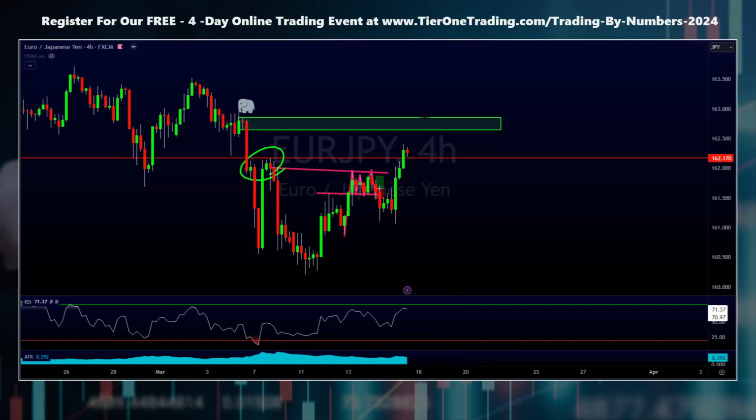But essentially what we're looking for is a move from where we're currently at right here, 162.26, all the way up to this level right here. Let's call it 162.77, right? So 50 pips or so.